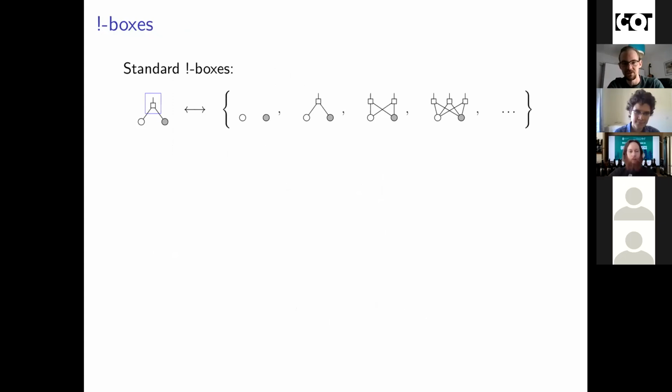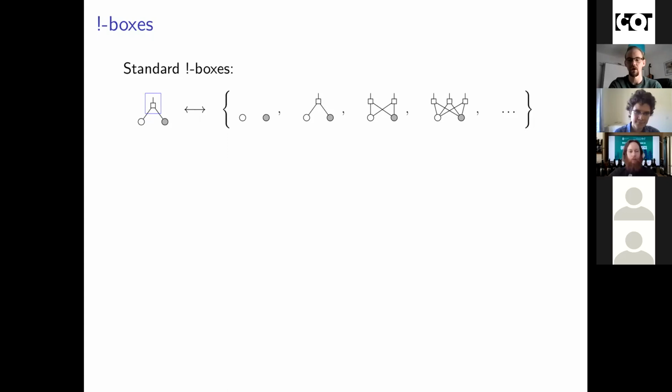Another thing we need is bang boxes. So bang boxes have been around for a while for the ZX calculus. And it allows us to represent an entire infinite family of diagrams. So for instance, here we have a bang box around this thing, which means this represents a family of diagrams where what's inside the box is repeated some amount of times. So here it's repeated 0 times, here it's repeated 1 time, 2 times, 3 times.